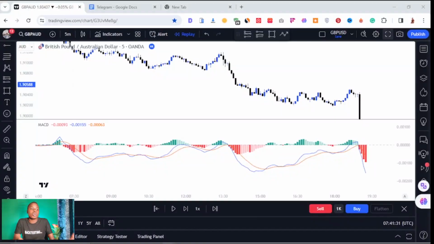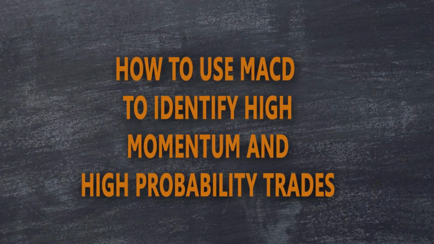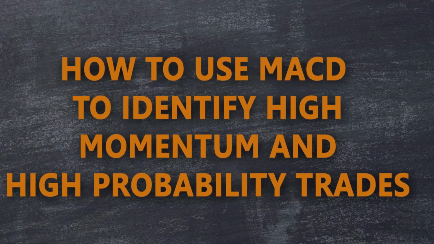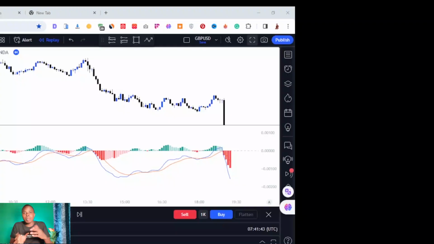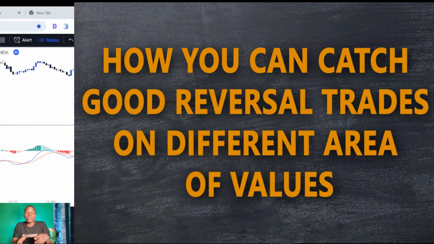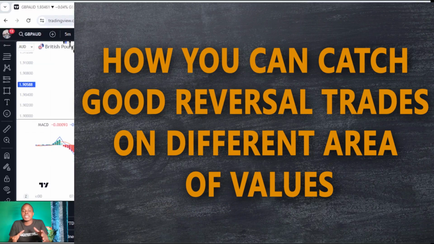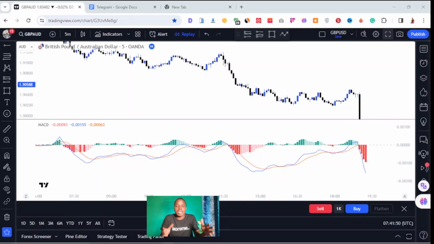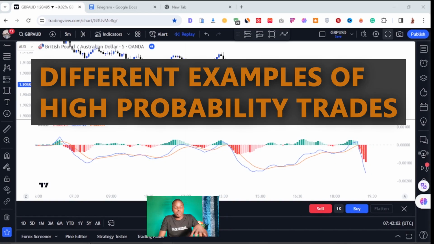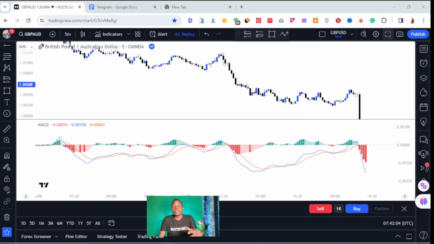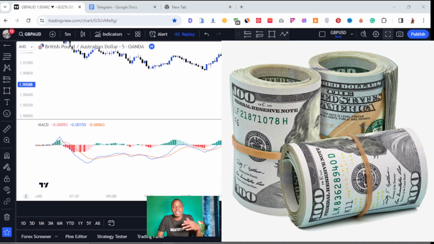So the first thing we're going to talk about is how to use the MACD to identify high momentum and high probability trends. Number 2, how you can catch good reversal trades on different areas of value like support and resistance using the MACD as your confluence. And also I'm going to show you different examples of high probability trades that you can place and that you can use right now to make money in the market.